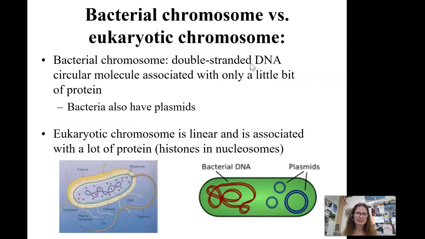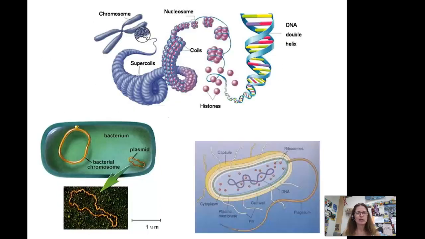The second thing that is different between a bacterial chromosome and a eukaryotic chromosome is the amount of protein associated with the DNA itself. Bacterial chromosomes only have a little tiny bit of protein, whereas our chromosomes have lots of protein. If you go way back to DNA structure, we talked about how DNA could wrap around histone proteins to form those structures called nucleosomes. That's where that protein is located. So you can see here we have our DNA wrapping around our histone proteins in order to condense the DNA into a smaller space.